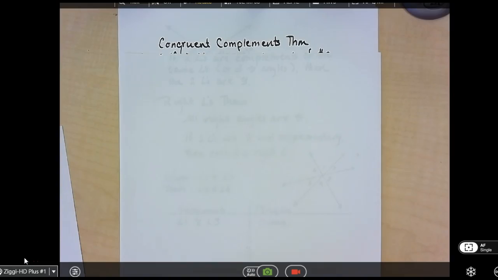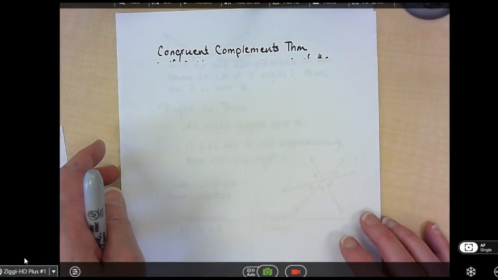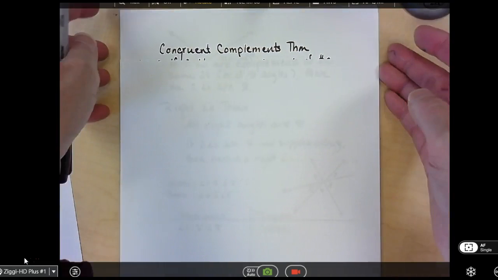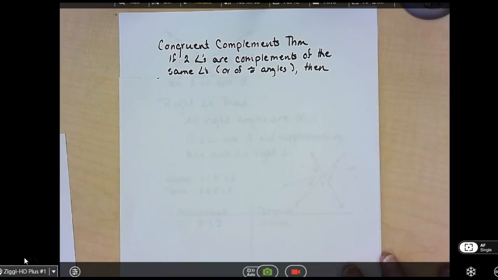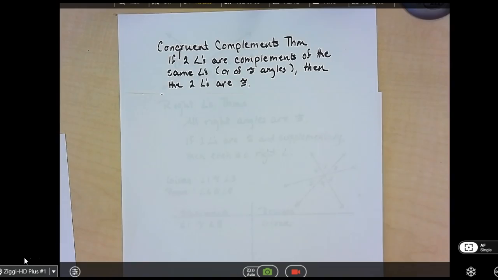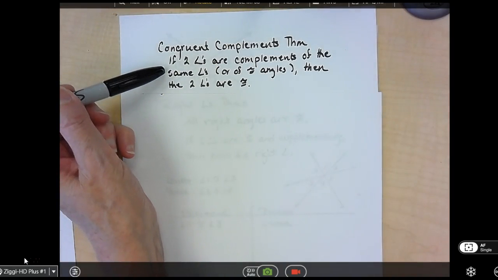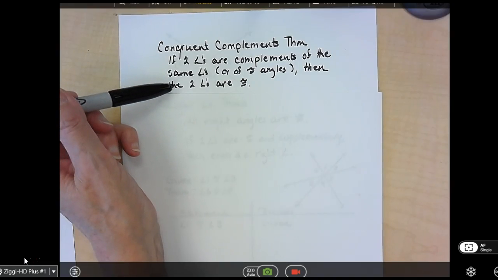There's also a congruent complements theorem. I kept wanting to say supplements. I knew that wasn't right. So complementary angles are two angles that add up to 90 degrees. And so if you have two angles that are complements of the same angle or of congruent angles, then the two angles are congruent. So the same thing happens in complementary angles as it does in supplementaries.